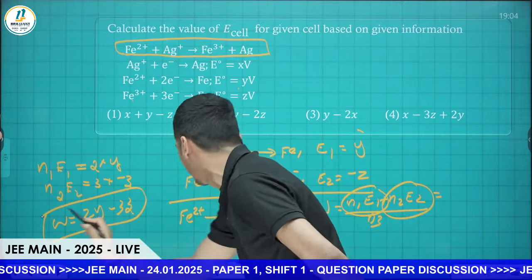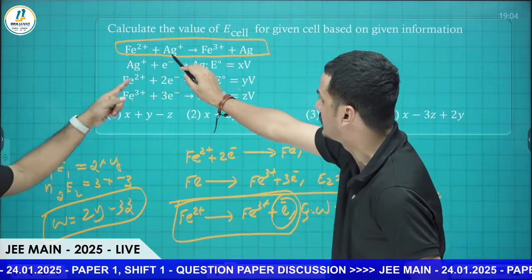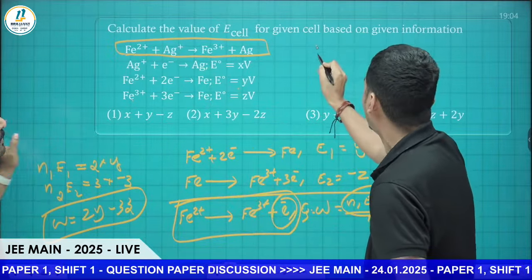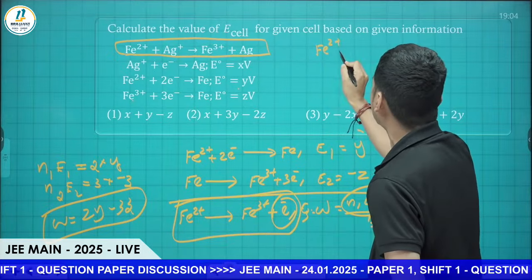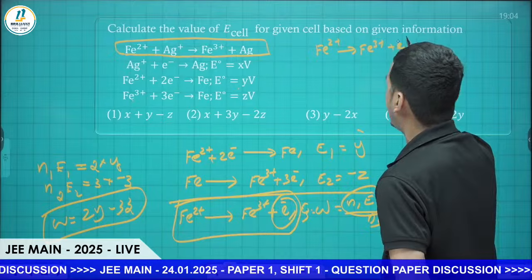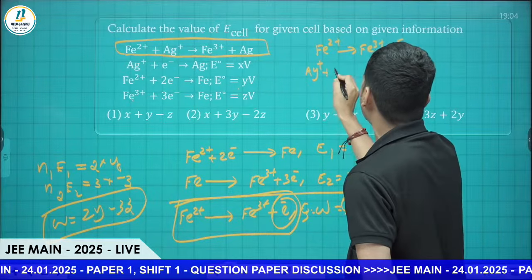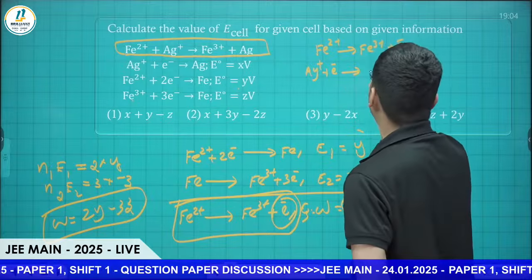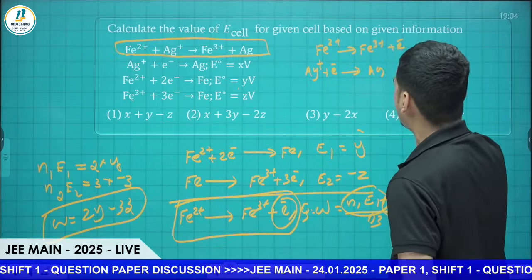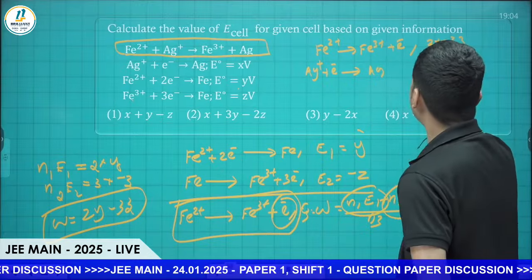W value in the sense this equation's value. But we need Ag plus on the left hand side. So I need to add that Fe2 plus gives Fe3 plus plus one electron, as well as this one, Ag plus plus one electron gives Ag. This value we already got: 2Y minus 3Z. This is X.